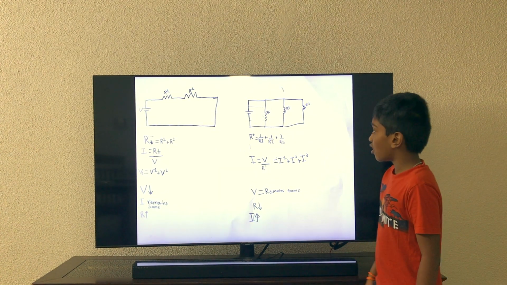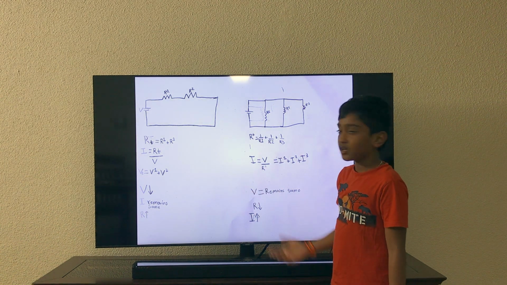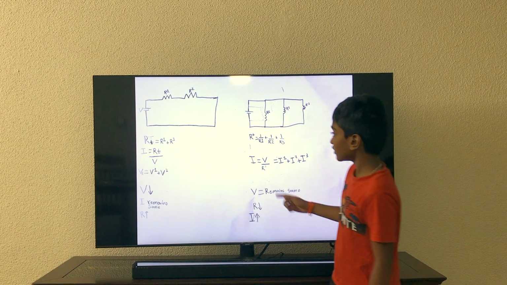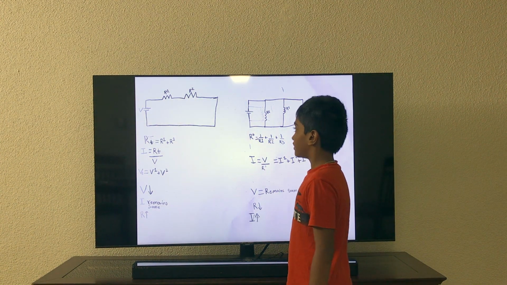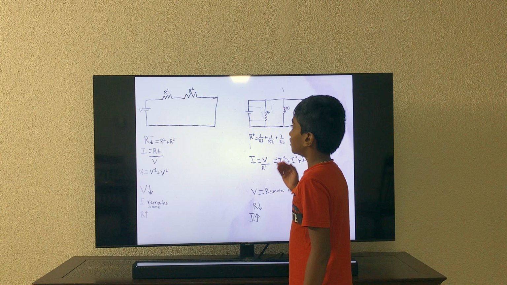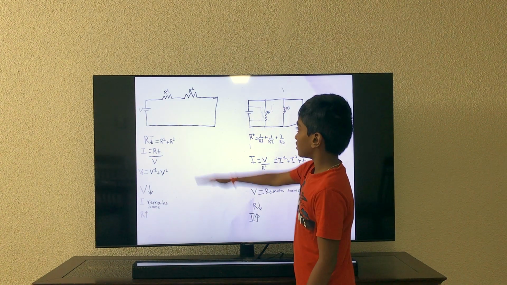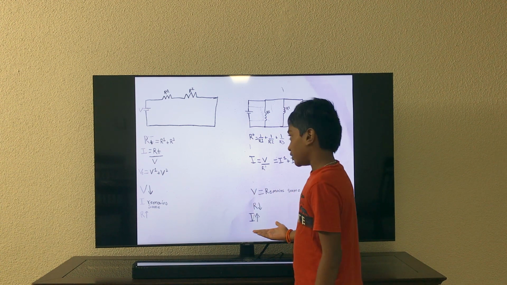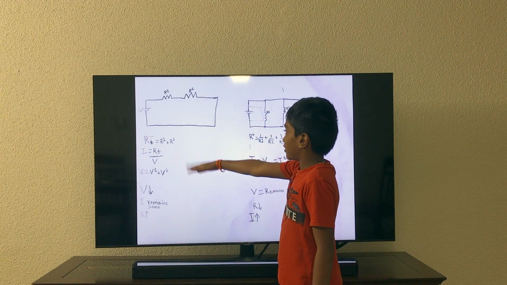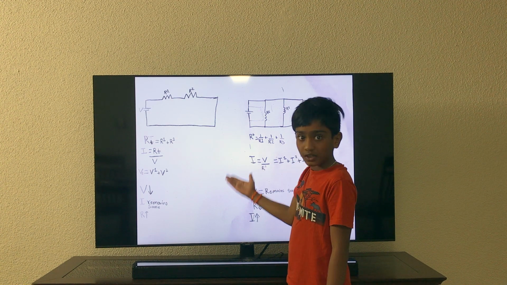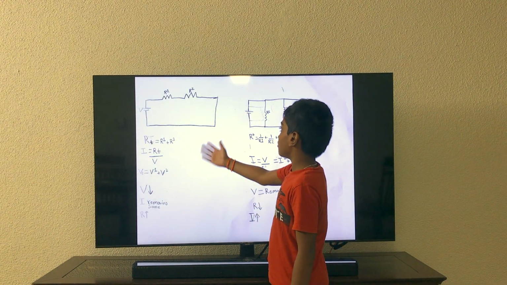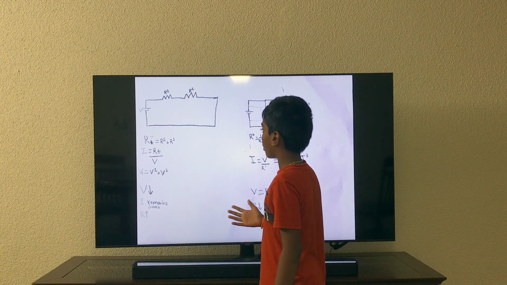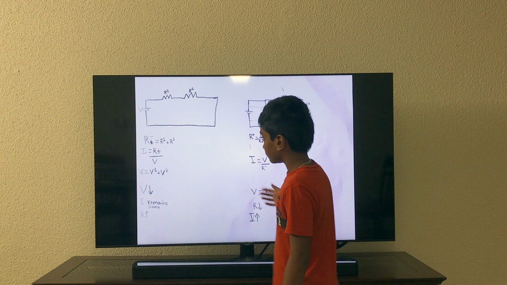So now let's use Ohm's law to find the resistance, current, and voltage in the series circuit and parallel circuit. First, let's look at the series circuit. In the series circuit, the current remains the same because there's only one loop for it to go. And the voltage decreases because the resistance adds up. So the total resistance will increase because in a series circuit, the resistance adds up. So the total resistance will equal R1 plus R2.